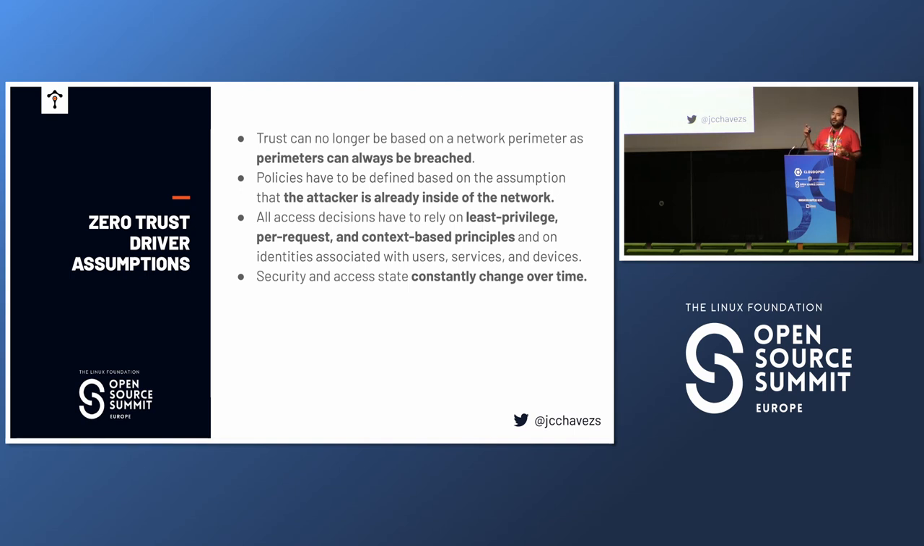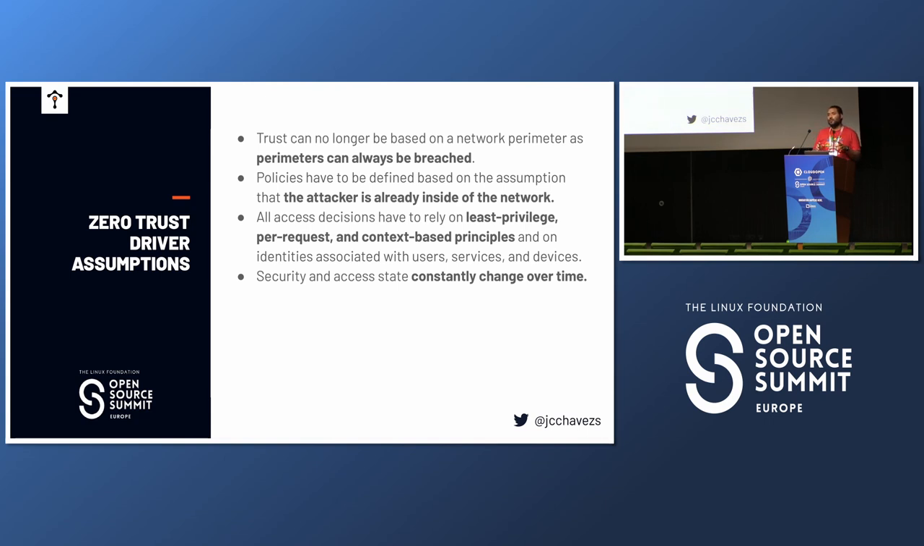You have now user accounts, service accounts, so all the actors participating in your model in a request-response model or whatever are first class actors. They should be identifiable. We should run security assessment on all of them, and we should be able to know which one is which and what permissions they have, right? It's not anymore like, okay, I'm logged in or logged out, right? Which was the case back in the day. And security and access state constantly change over time, right?